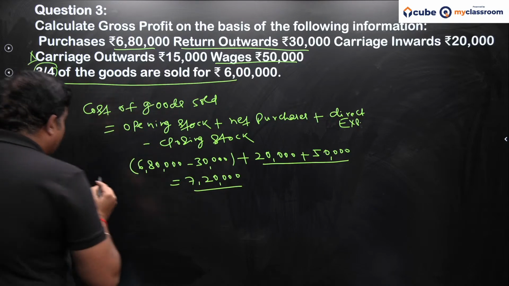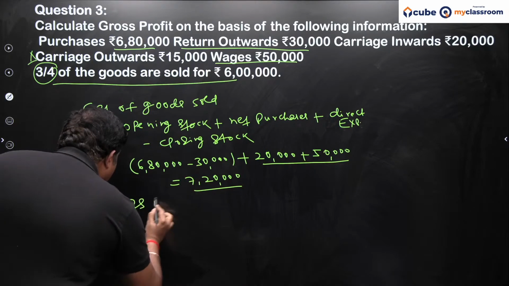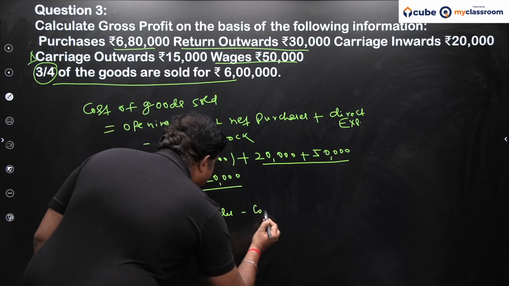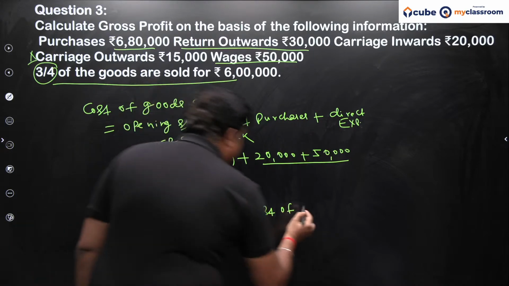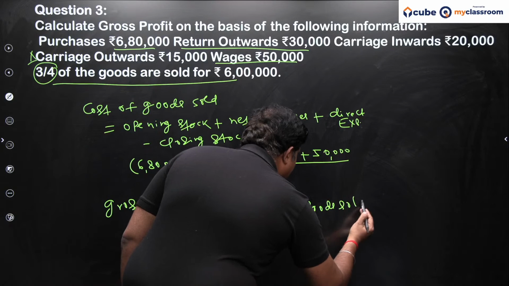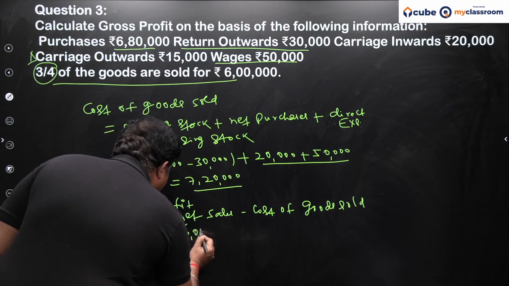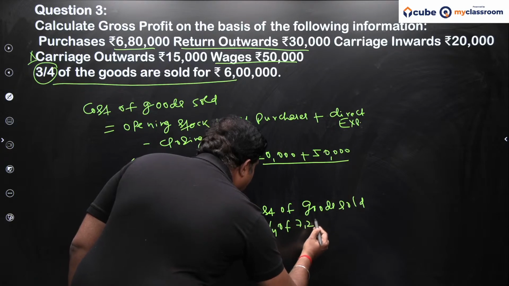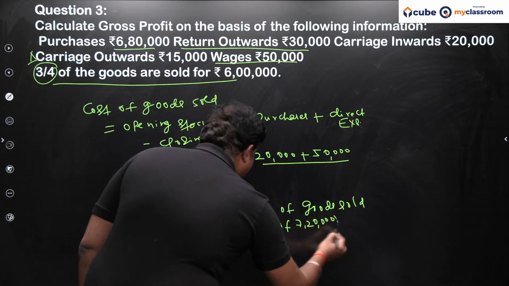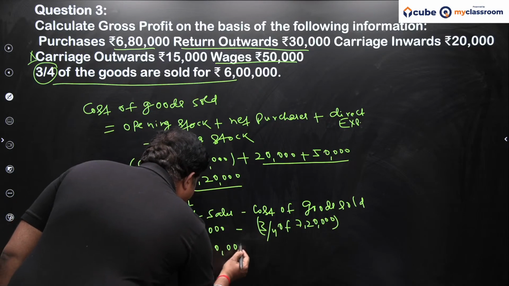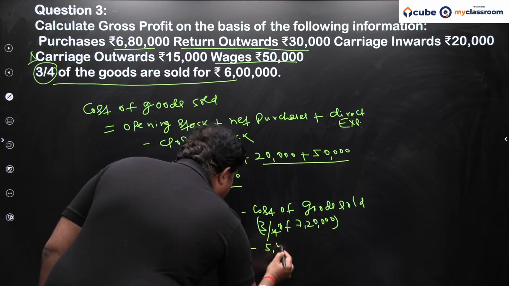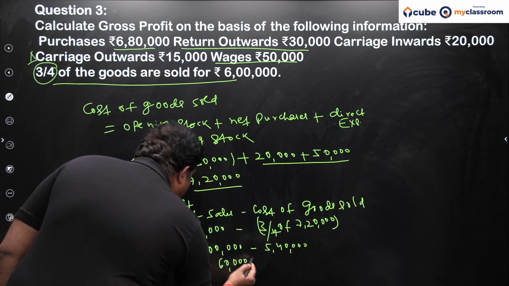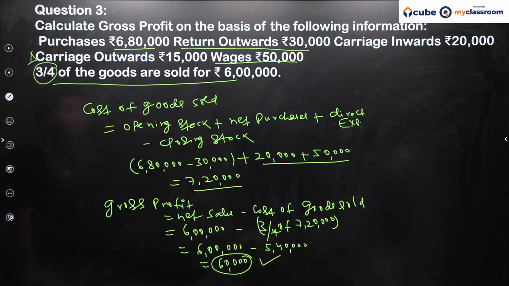Now as per the question, it is given that you are going to sell only 3/4 of the goods for rupees 6 lakh. So in order to ascertain the gross profit, the formula should be net sales minus cost of goods sold. So here the net sales is 6 lakh and we are going to sell only 3/4 of the cost of goods sold, that is 3/4 of 7,20,000, and 3/4 of this is 5,40,000. So it means the gross profit is rupees 60,000. Very good question we have.